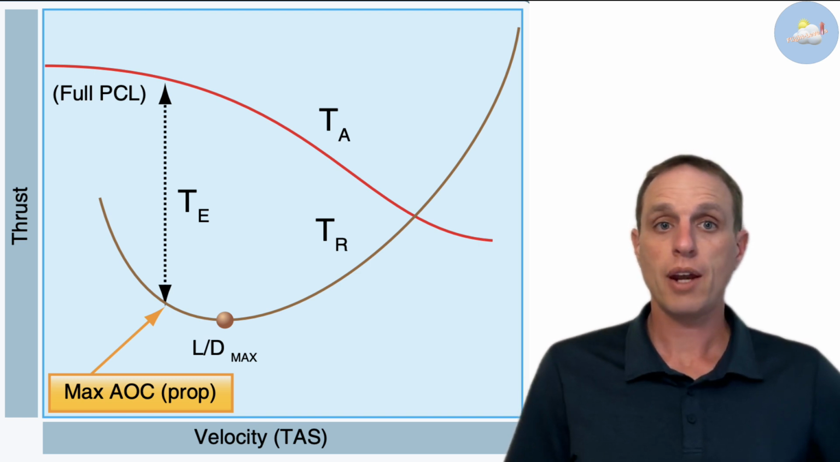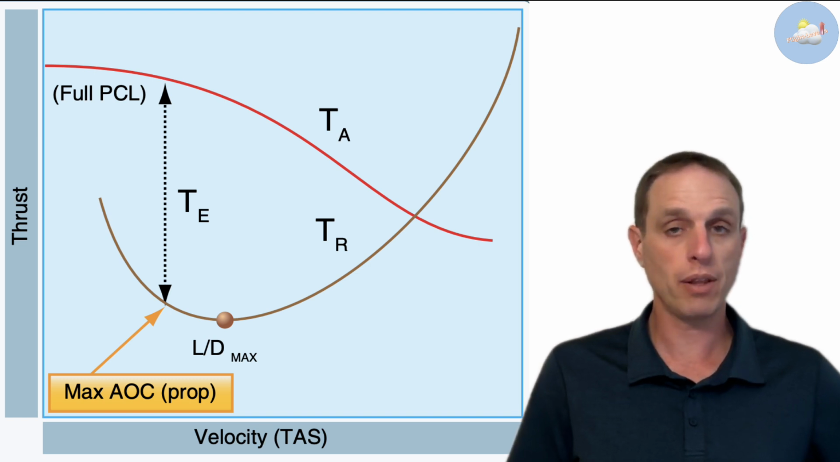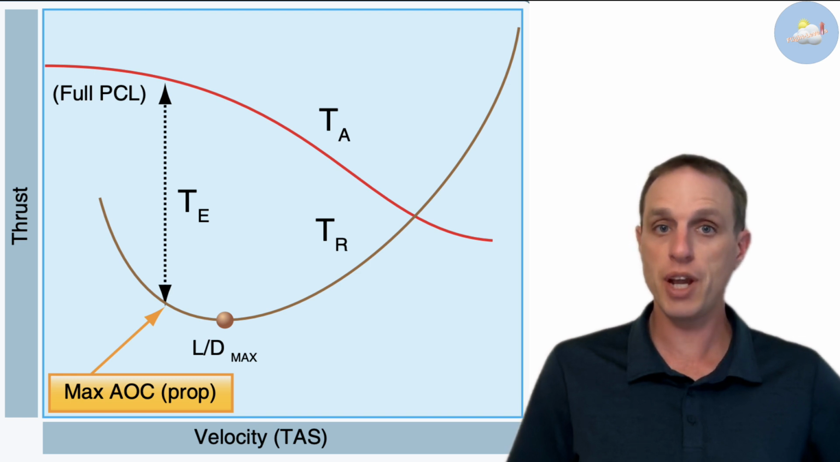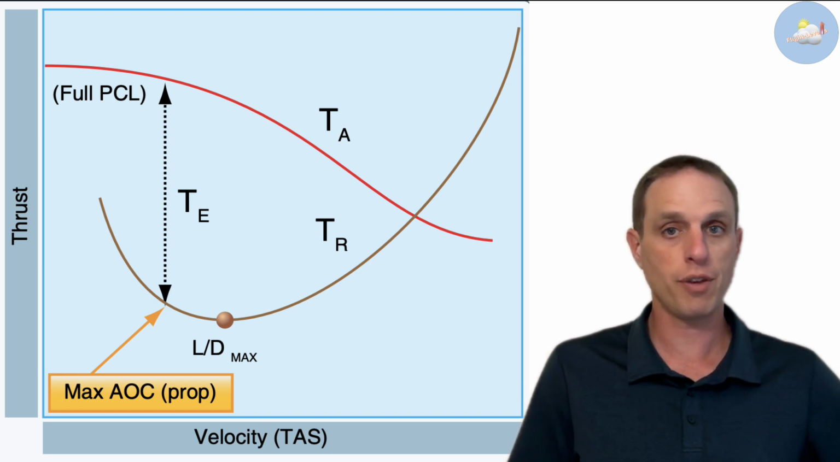Now let's take a look at a graph of the total drag as well as the thrust available for a generic propeller-driven airplane. It's important that we point out this is for a propeller-driven aircraft. The thrust available is quite different from a jet aircraft, so it is worth pointing out this difference.